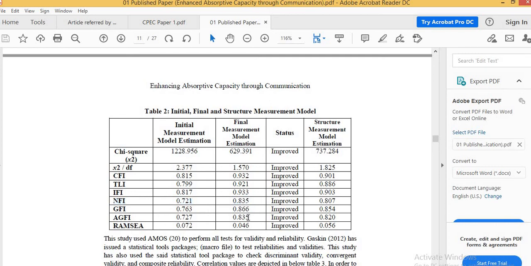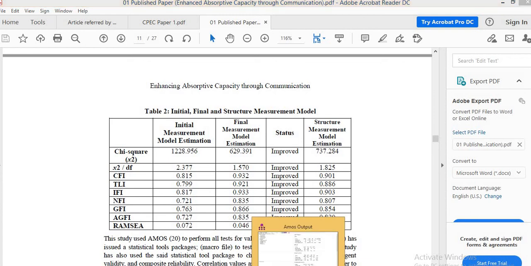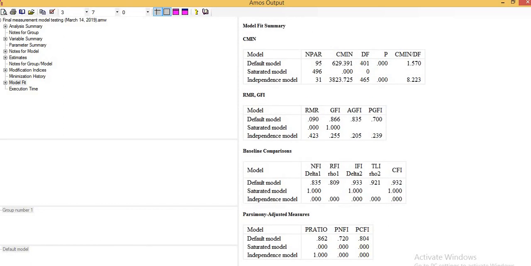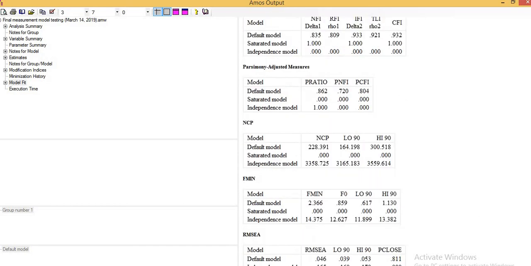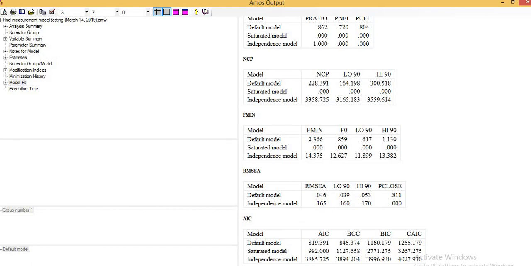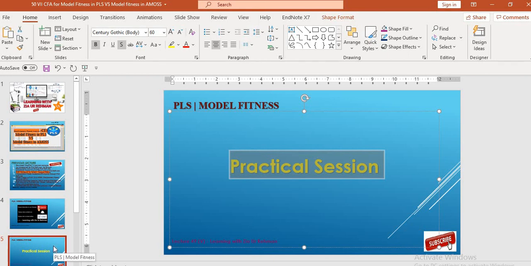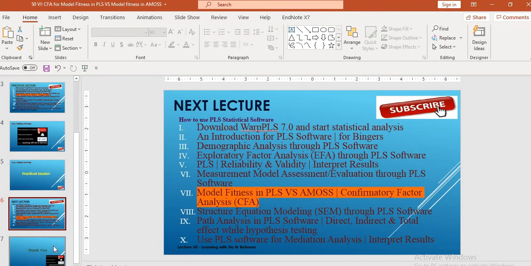So there is no proper schedule and proper fixation of the threshold values for the measurement model evaluation under AMOS, and you need to read different articles. You need to put different references as your support for why these values are acceptable, and here are the values which you need to show in your tables in your paper or in your thesis. This is the value of RMSEA to show the model fitness. This is all about the model fitness in CFA and model fitness in PLS software.